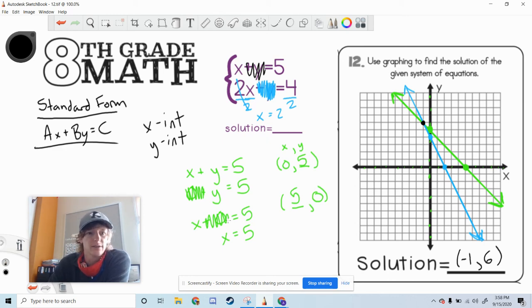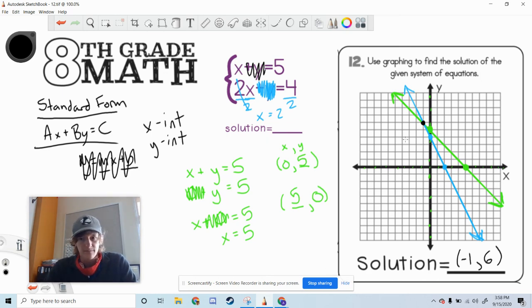But I really prefer this standard form over y equals mx plus b. To me, I think it's even faster than plotting this and following your slope. But we'll get around to practicing some more of these throughout our school year. That's number 12.